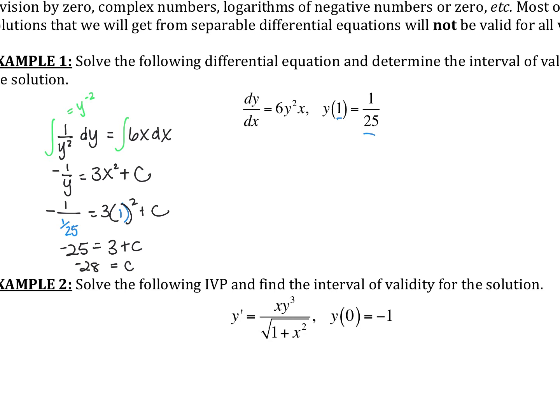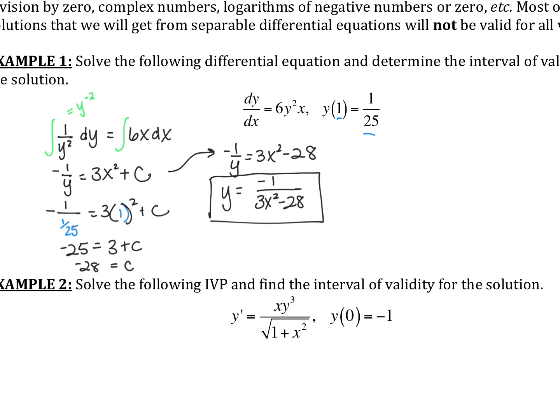Now, my goal is to solve for my equation. So I have this expression here that is -1 over y equals 3x squared minus 28. But I need to get it in terms of y equals, if possible. This one happens to be possible. If it isn't, you leave it. We'll look at one that isn't. I'm just going to switch this. And there we get our y.